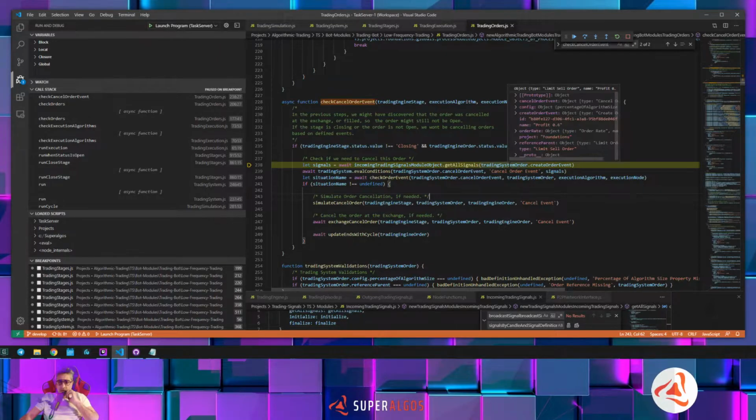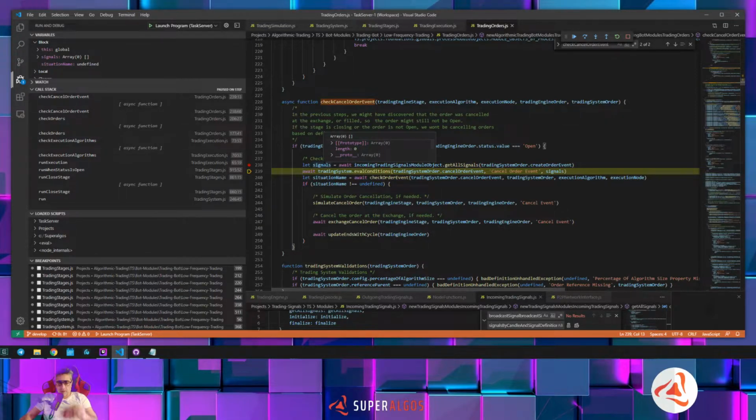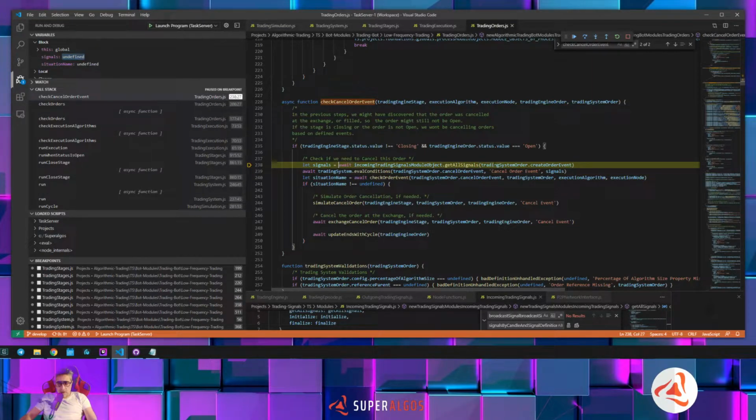So how do we know? Because the order is a limit order, and we're going to get the signals here. Boom. We get 0 signals, which is not good. It is not good. Okay, we'll let it run again. We are at the same place, profit 06. So now we're going to see why we get 0 signals.